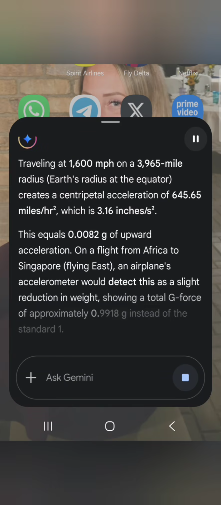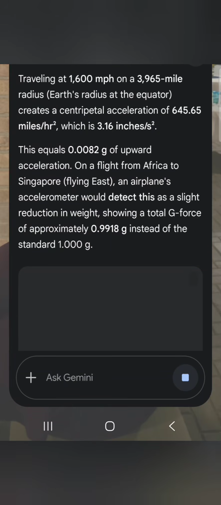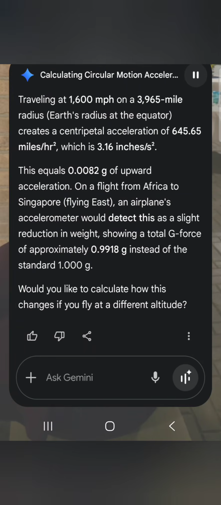Traveling at 1,600 miles per hour on a 3,965 mile radius, Earth's radius at the equator, creates a centripetal acceleration of 645.65 miles per hour squared, which is 3.16 inches per square second. This equals 0.0082 grams of upward acceleration.